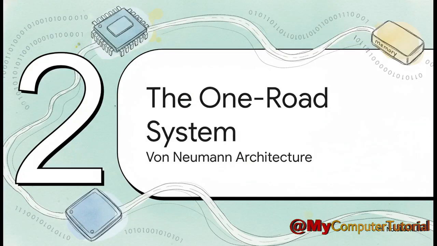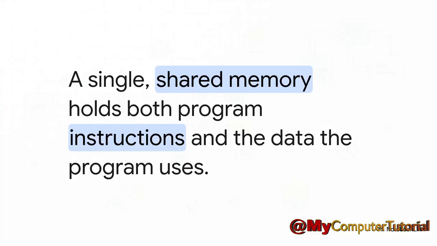Okay, let's dive into the first major design, the one that really kicked everything off, the von Neumann architecture. It's so elegant, so simple, and believe it or not, it's still the foundation for a ton of modern computing. The key idea here is actually incredibly simple. It uses just one single shared memory space to hold everything, both the instructions and the data.